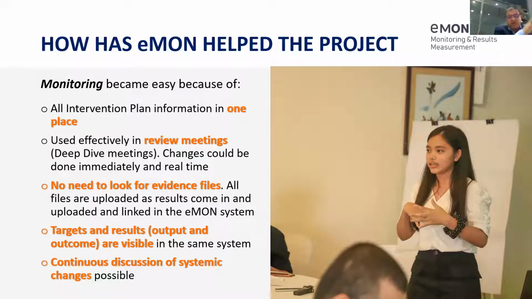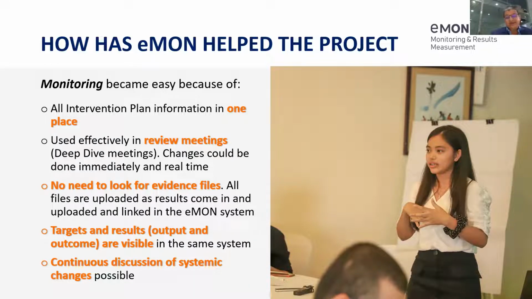and then we use another part, OneNote, again within the 365 suite. We use OneNote to conduct the review meetings. And any changes from those meetings, we make directly on the e-MON system as well. Again, I think I'm just repeating, there is no need to look for evidence files. That has been another big help for us because it's all linked. Targets versus results are visible, and whenever we're doing reports, it's very easy, we take screenshots from the e-MON system and plug them into our report.